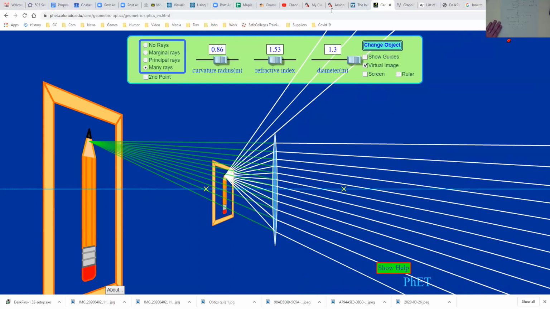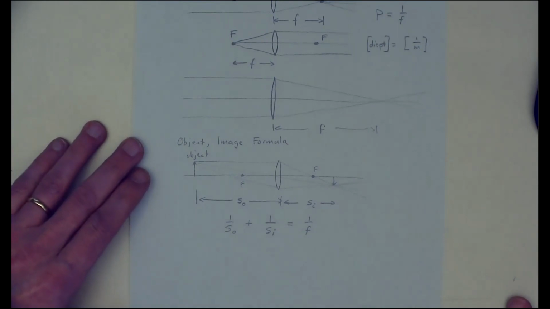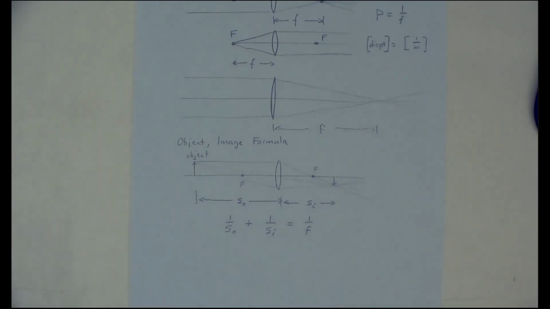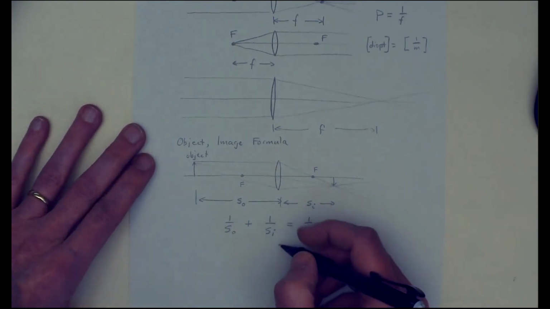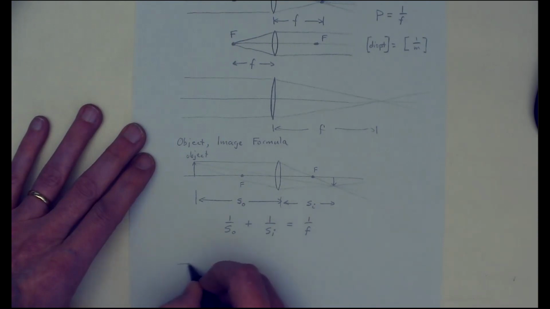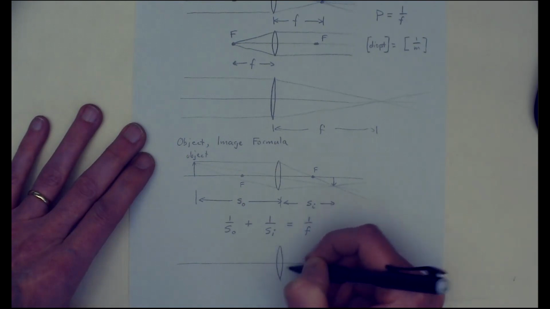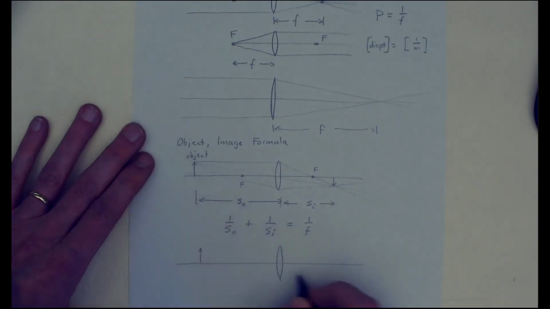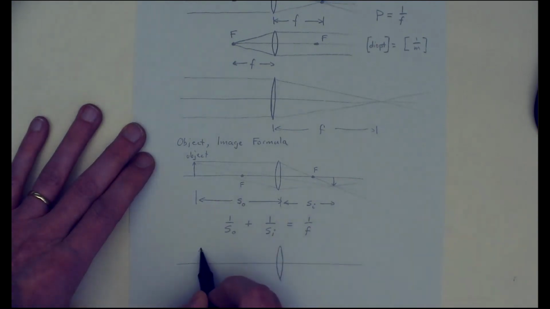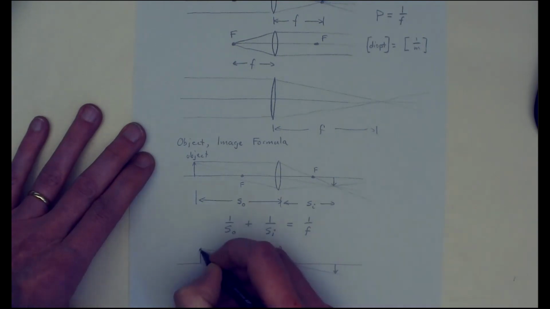let's come back to our formulas again and talk about one other feature here. Another thing that we often want to figure out is how large the image is. What is the magnification? So let's draw this case one more time. So here's our lens, and we'll put an object out here somewhere. And this time I want to focus on how big is the image. So I'm not going to draw the other rays. I'm just going to say there's an image over here somewhere.